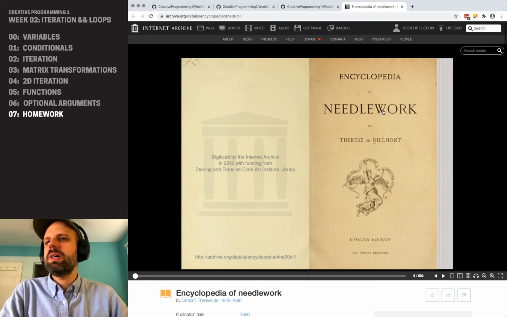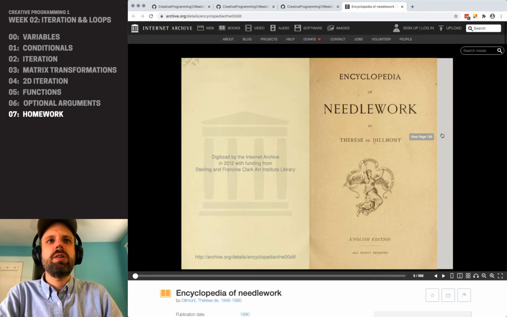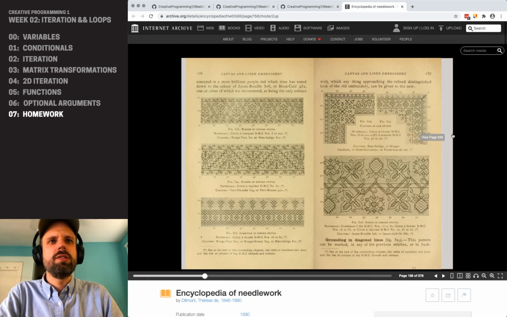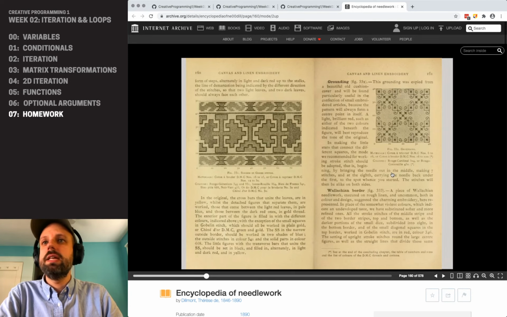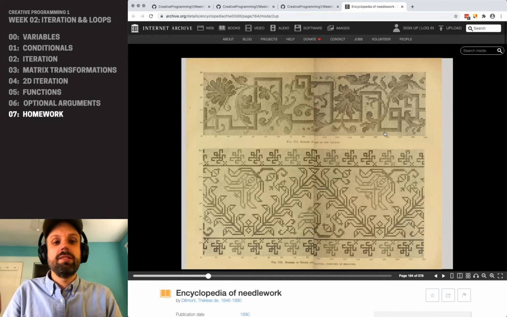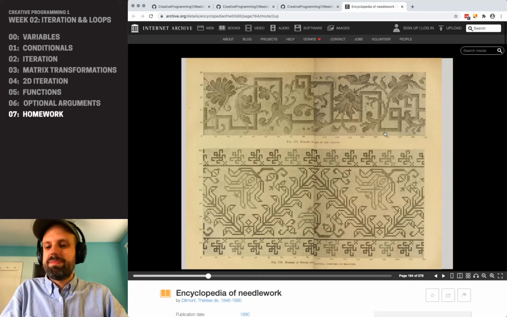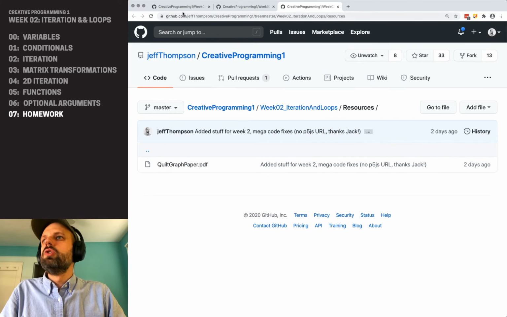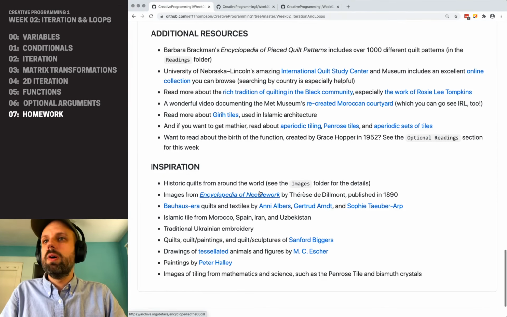This amazing book on Internet Archive, Encyclopedia of Needlework. There's hundreds, 500 something pages of these drawings of these traditional needlework patterns. So if you get into this, it's totally great. You could, again, imagine, it's pixels. It's the grid. It's the same thing. Super cool. So what are you going to do for your homework?